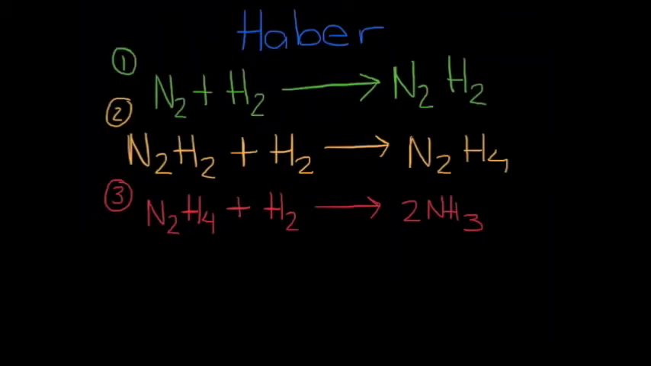The Haber process is outlined here. We have the nitrogen reacting with hydrogen under high heat to form N2H2. This is then reacted with more hydrogen to form N2H4, and this is reacted with even more hydrogen to get NH3. Have a think about whether this process is aerobic or anaerobic.